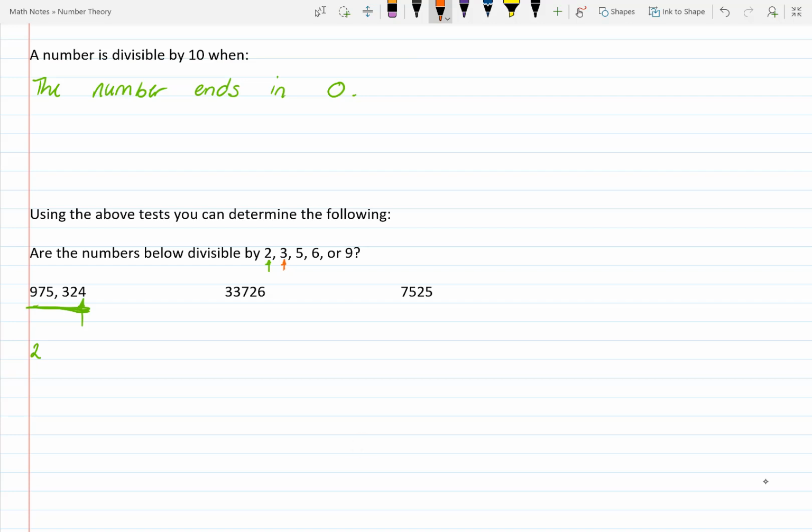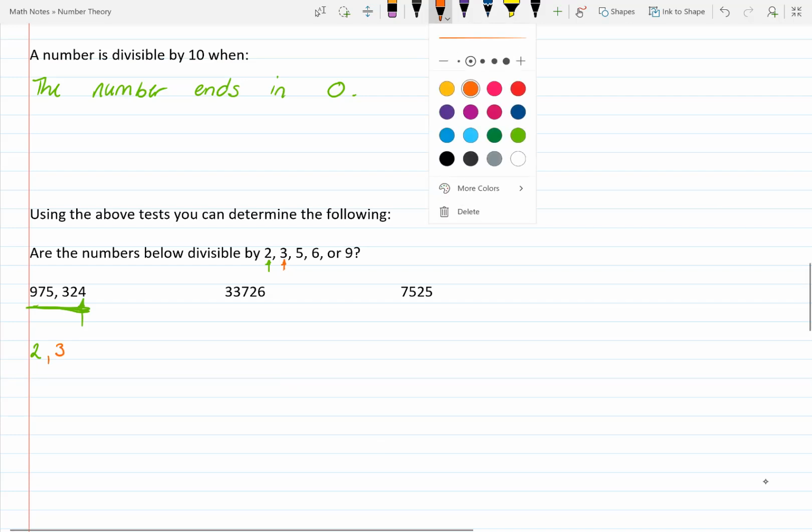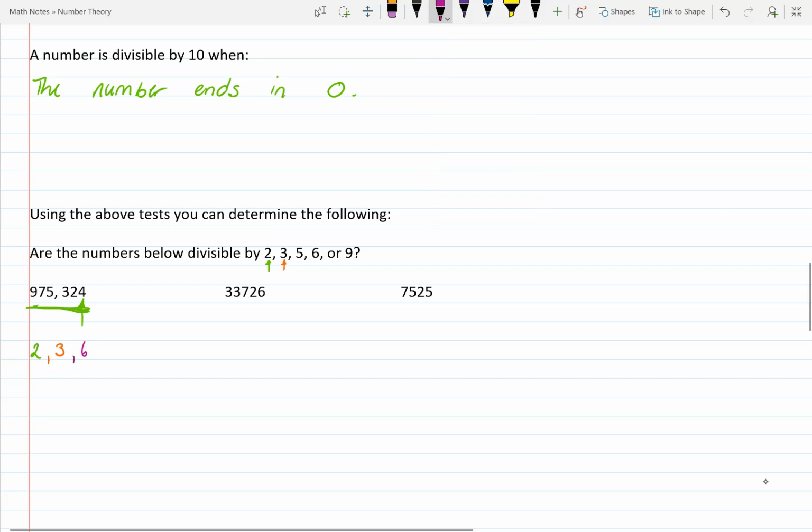Now, we know that this number is divisible by 2 and 3, which means that it is divisible by 6. Now, looking at the last digit in this number, does it end in 0? No, it doesn't end in 0, so it's not divisible by 10. Does it end in 5? No, so we know it's not divisible by 5.